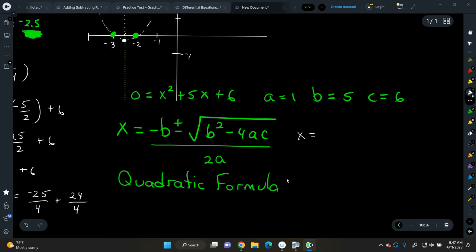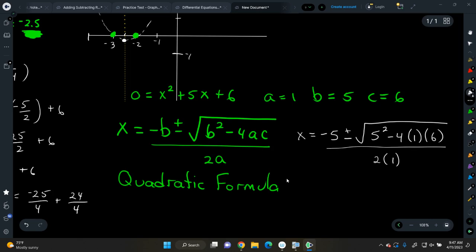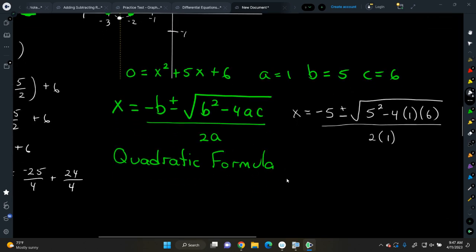x equals negative b, so it's negative 5 plus or minus the square root of b squared, so that's 5 squared, minus 4 times 1 times 6, all over 2 times 1. I'll explain that at the end.